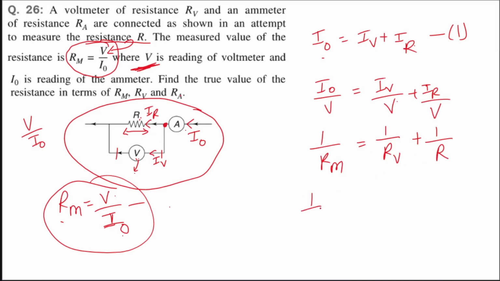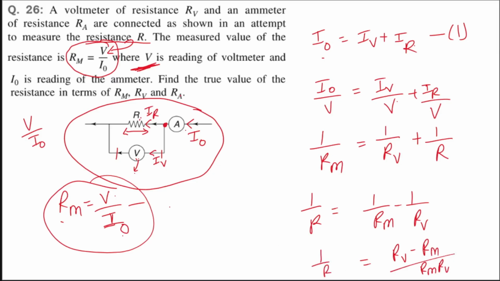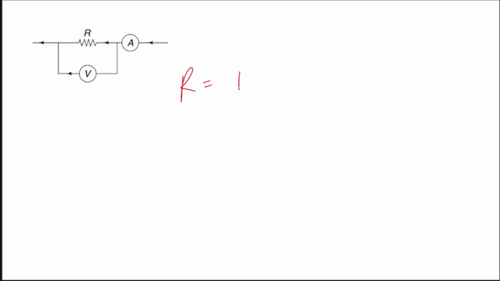ठीक है, so 1 by R will be equal to how much? 1 by Rm minus 1 by Rv. So अगर आप इसको solve करोगे, Rv minus Rm divided by Rm Rv is equal to 1 by R. So R is equal to how much? R is equal to Rm Rv divided by Rv minus Rm.